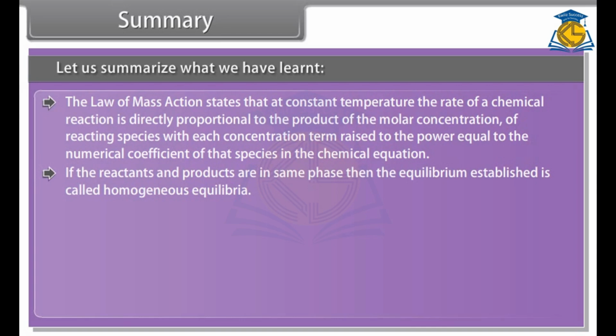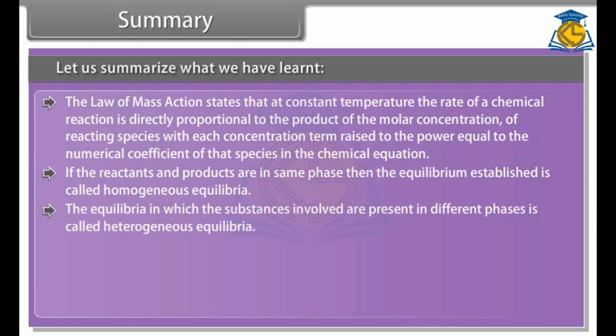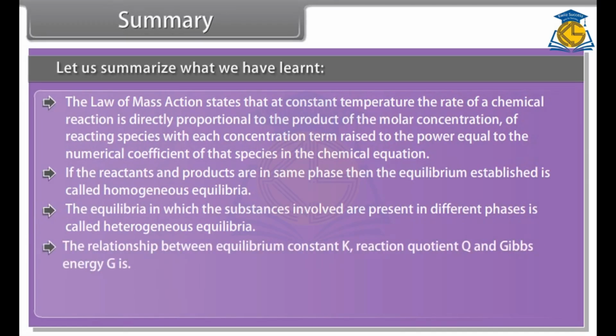If the reactants and the products are in the same phase, then the equilibrium established is called homogeneous equilibria. The equilibria in which the substances involved are present in different phases is called heterogeneous equilibria. The relationship between equilibrium constant K, reaction quotient Q and Gibbs energy G is shown.